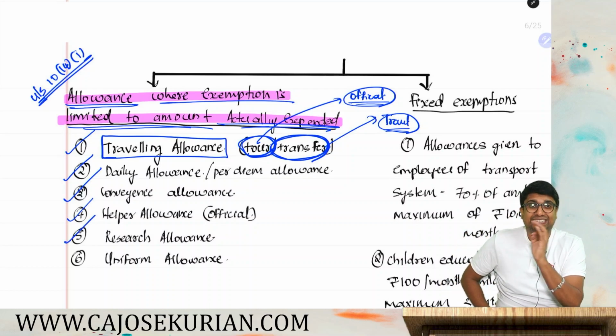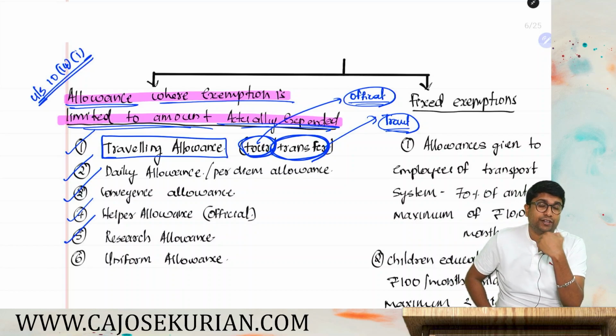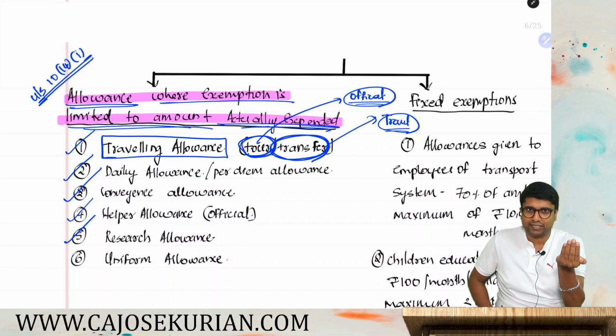And the fifth one, research allowance. If you are getting research allowance and you have expended that research allowance for its intended purpose, again you will get an exemption for that respective research allowance.